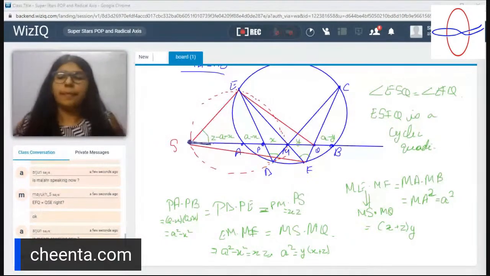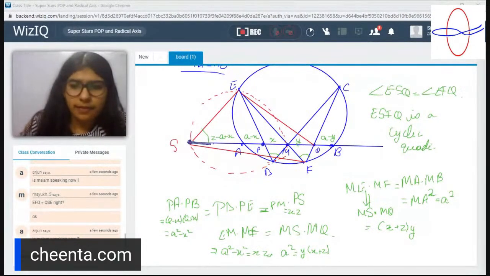So see, you have that ME into MF equals ME into MB over here. Power of point of M in the original circle which we have, right? And MA is equal to MB equals A. So that becomes A squared. And ME into MF is also MS into MQ. And why is that so? Because ESFQ is cyclic, right? So ME into MF equals MS into MQ. Power of point of M in that circle.